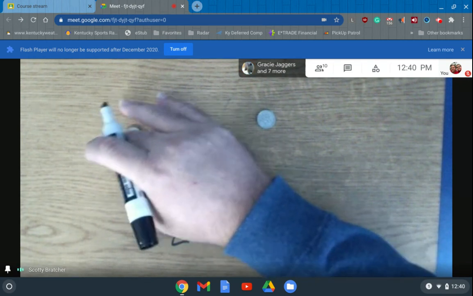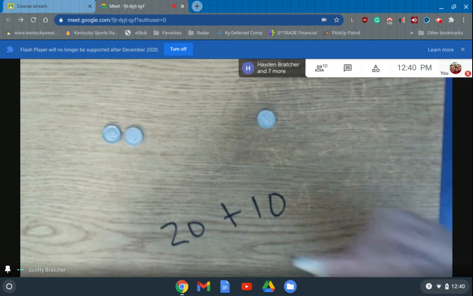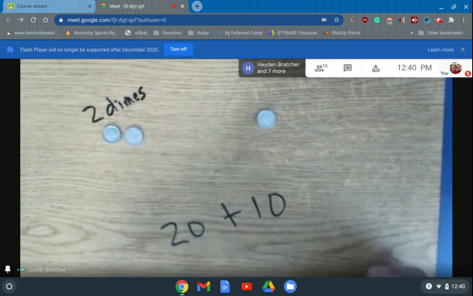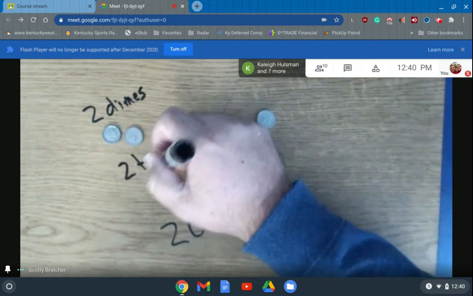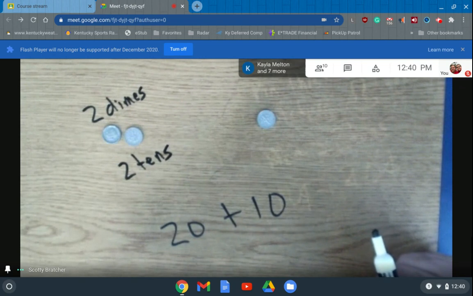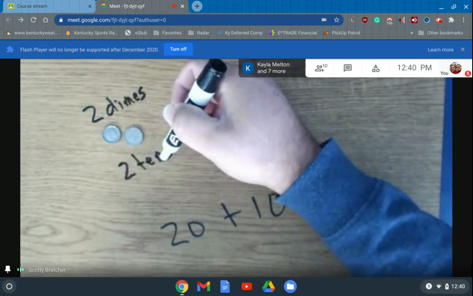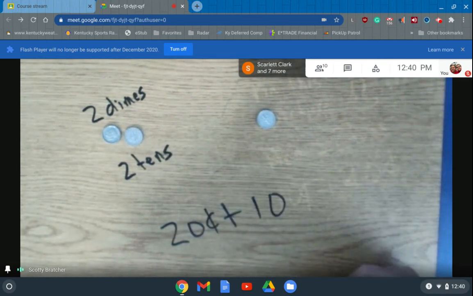What does it look like? It looks like 2 dimes. Okay, it looks like 2 dimes. Or I could say it looks like 2 tens, right? Yep. Okay, good job. So it's 2 dimes or 2 tens or 20 cents, right? Yeah. Okay.